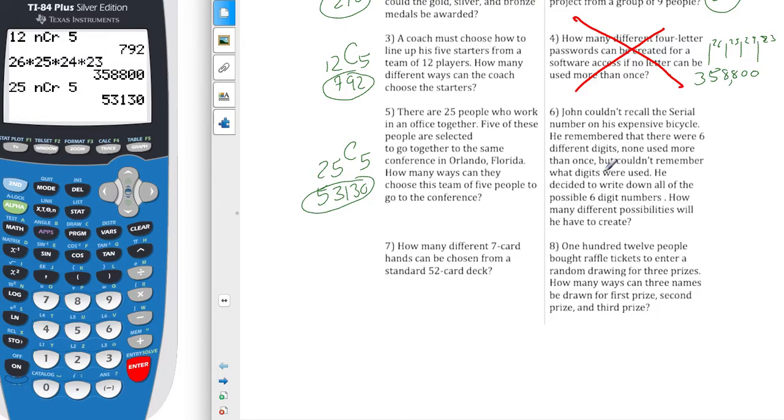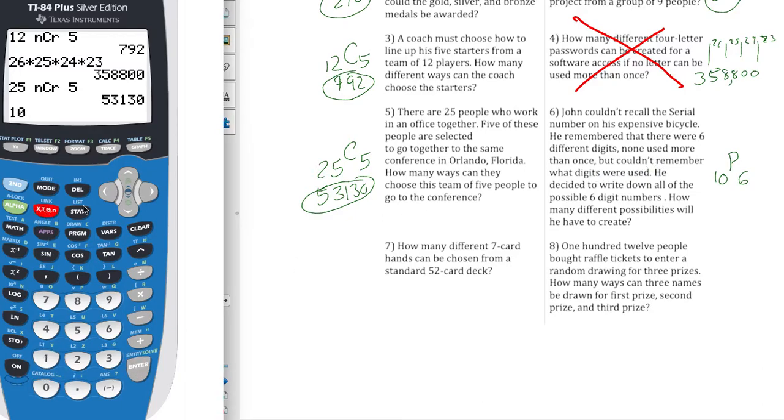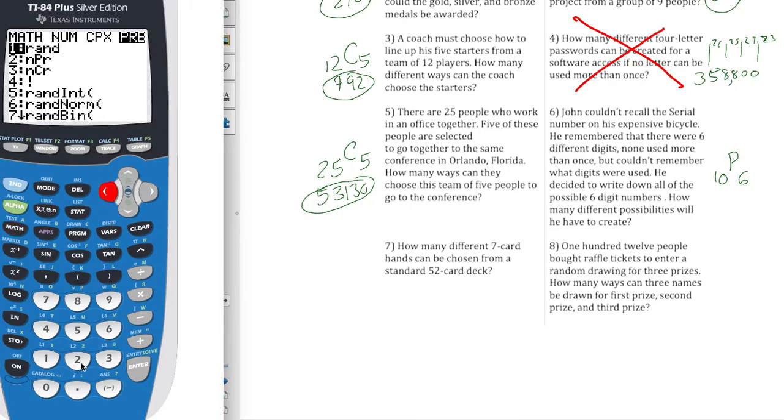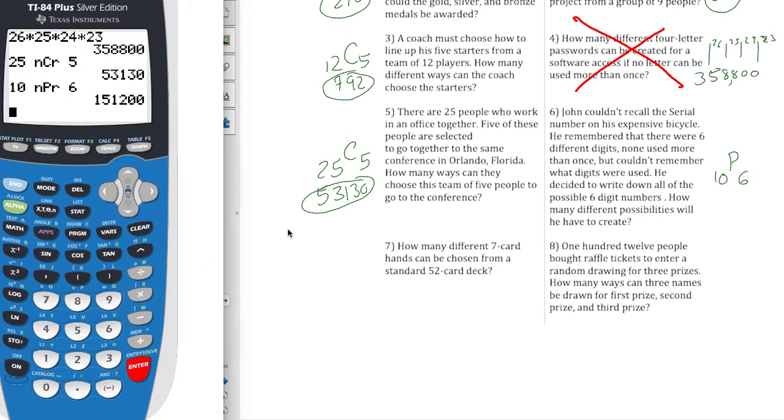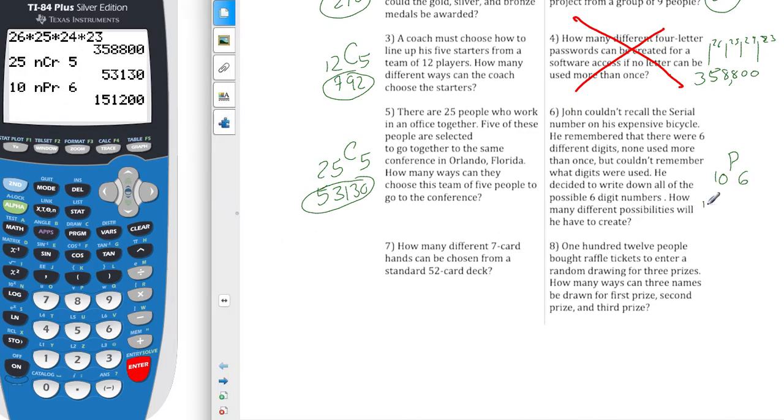See, the tricky part here is this is not just a straight permutations question. Actually, no, it is. So out of the 10 numbers, we're picking 6. Order is important, so that's a permutation question. So 10, permutation 6. And so we get 151,200.